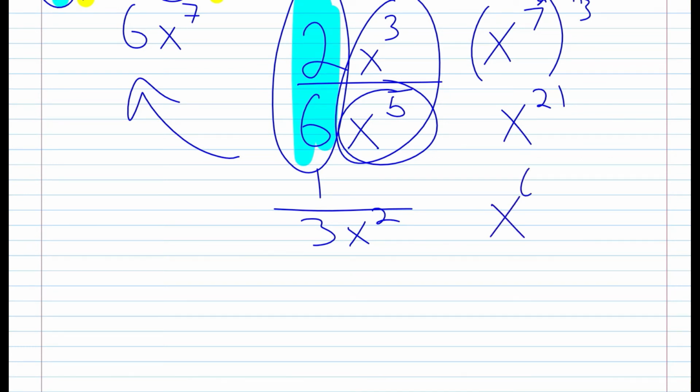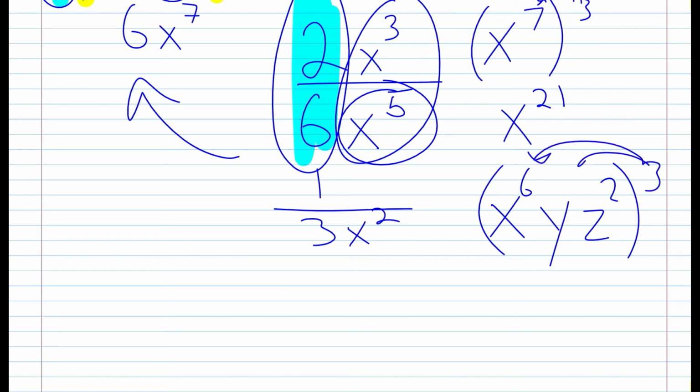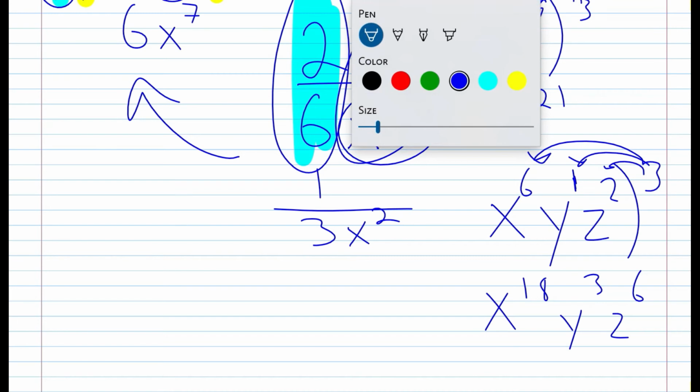So if I say x to the 6th, y, z to the 2nd, all put to the 3rd power, it's almost like distributing, like I just said. Each one of the exponents that are here are going to be multiplied by this 3. Now if there isn't an exponent, we always assume there's 1. So this is going to become x to the 18th, y to the 3rd, z to the 6th. Okay? Same thing if I had put a coefficient in front of this problem. Let's say I put a 2 here.